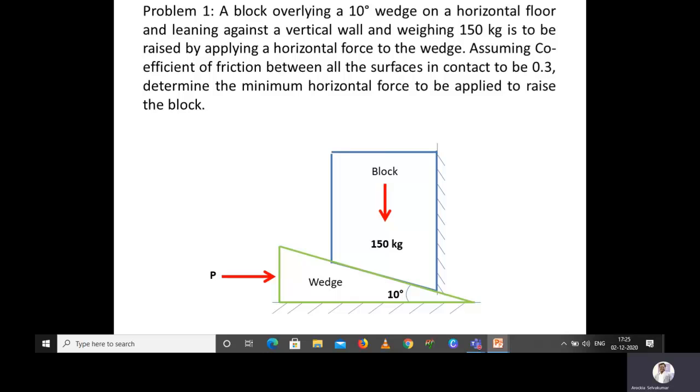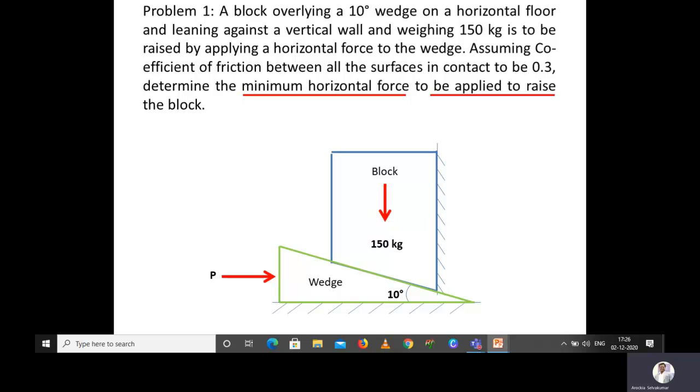So here you can see wedge is there and then block is there. Wedge is having an angle of 10 degree. The block is having a weight of 150 kg. So when we are applying a horizontal force P, because the wedge will move towards right, the block will go up. Because block is in contact with the surface and also wedge is in contact with the floor. So when we are applying a force P, obviously the block will move up.